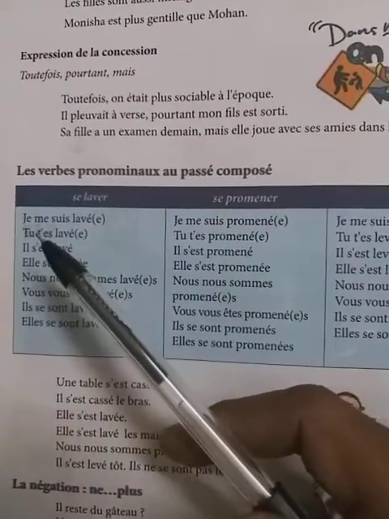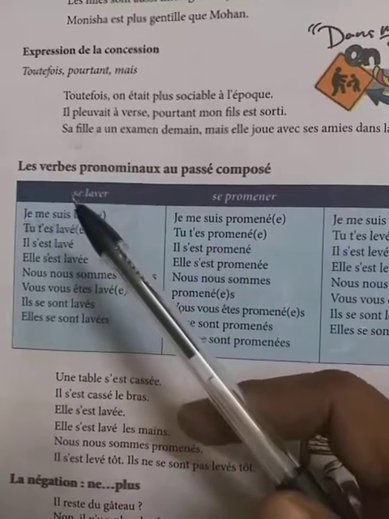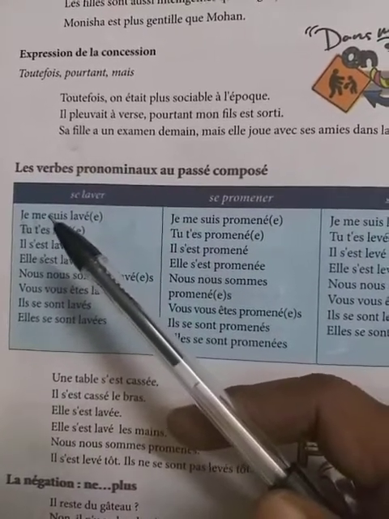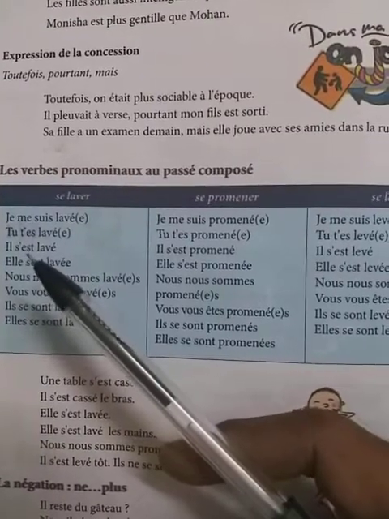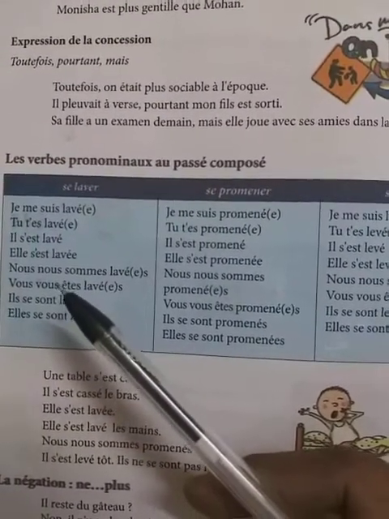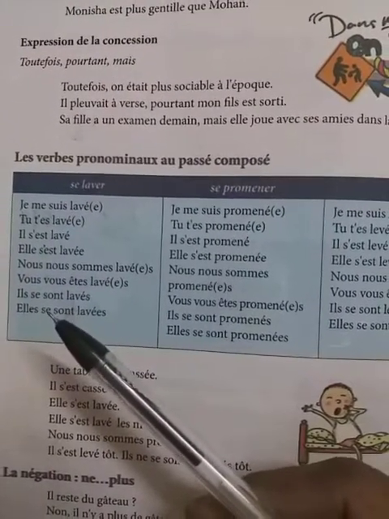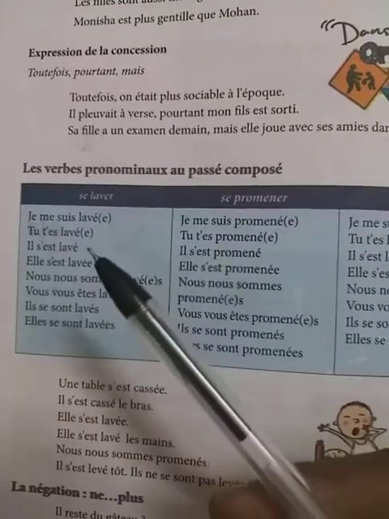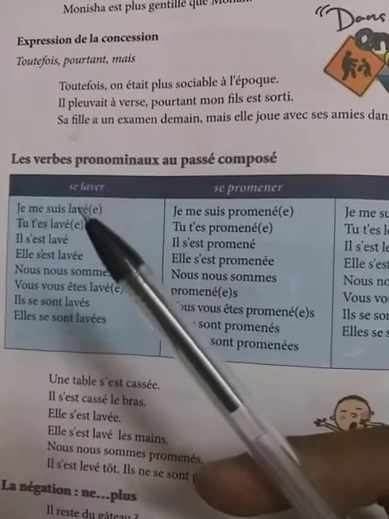First write the subject, then the reflexive pronoun SE will become ME for first person, TE for second person, SE or S apostrophe for third person, NOUS for first person plural, VOUS for second person plural, SE or S apostrophe for last person. Here the reflexive pronoun is SE or S apostrophe.